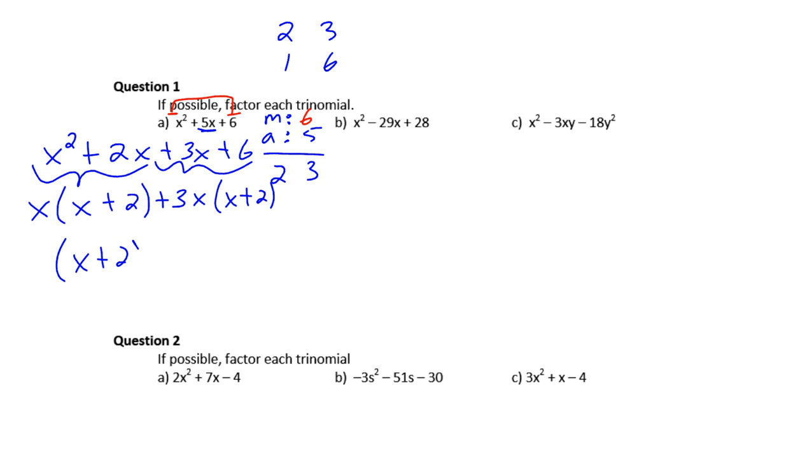X plus 2 and x. Oh, sorry, I made a mistake there. That x shouldn't have been there. Okay, good. All right, you're doing better than I did then. So x plus 3, right? Just what's left? X plus 3.